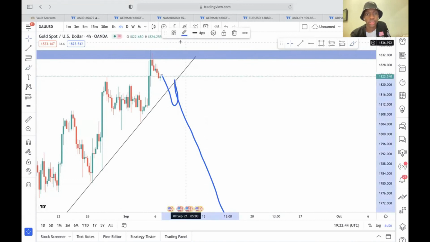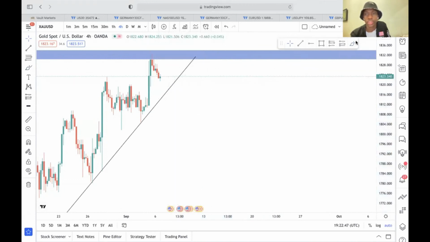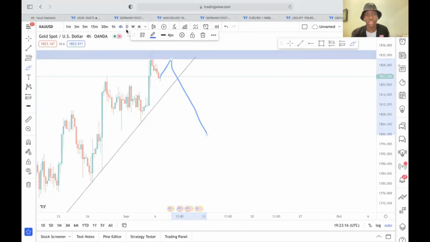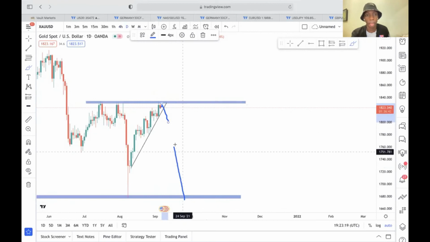Can we just delete this so I can say what I want to say? This thing could literally just reverse right now, go back to the zone to take out everybody who's been entering here, then drop. So wait for gold to retrace to the zone or break this trend line, and enter on the retest of the trend line. That is an ascending channel. This thing is going to drop big time, guys.